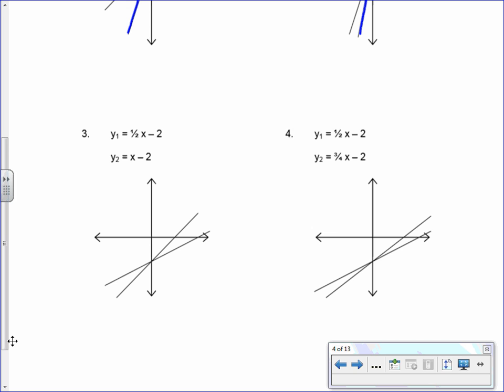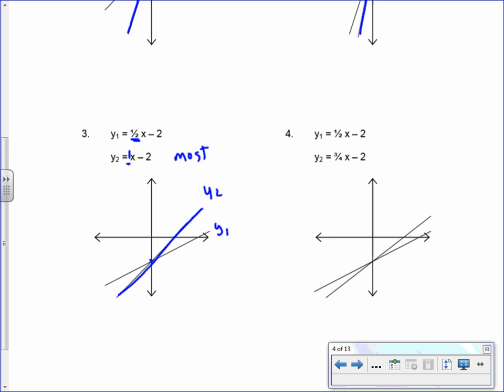Okay, these two have y-intercepts that are down below the origin. But again, we're looking at slopes. That's all we're looking at. So the slope here is 1/2, and the slope here is 1. Which is bigger, 1 or 1/2? 1/2 is bigger, so this one's the most steep. Identify which line is the most steep, and label that with y2, and label the other one with y1.